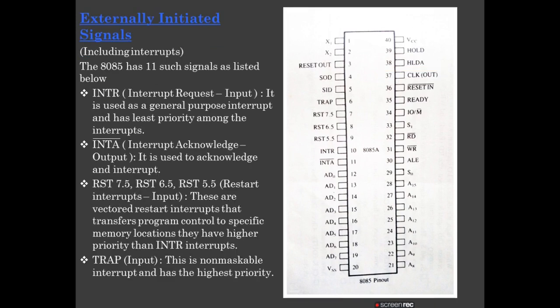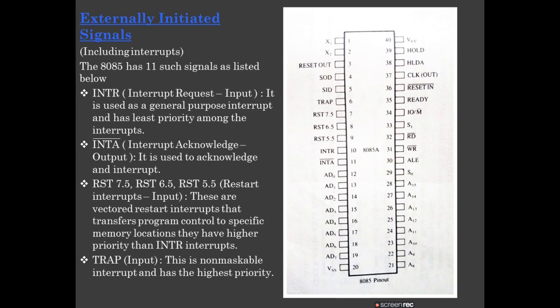And next is the externally initiated signals. 8085 has 11 such signals as listed below. Among these, 5 are interrupt signals that can be used to interrupt a program execution. Interrupts are the signals generated by external device to request the microprocessor to perform a task. There are different types of interrupts.